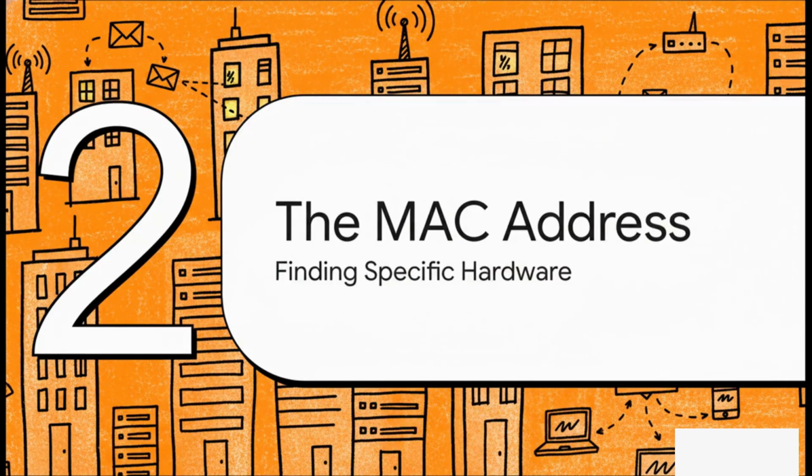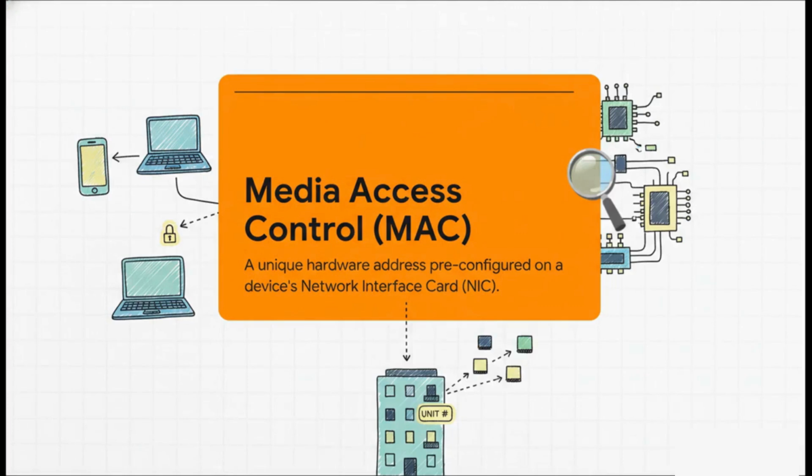Okay, so the IP address got our digital package to the right building. Great, but how does it find the specific apartment inside that building? Well, that's where the MAC address comes into play. So here's the key difference. Your IP address can change depending on where you are, at home, at a coffee shop. But a MAC address? That thing is permanent.